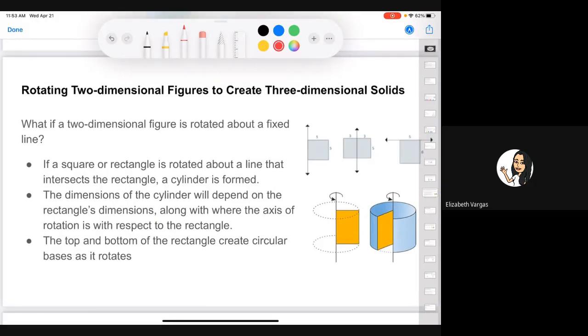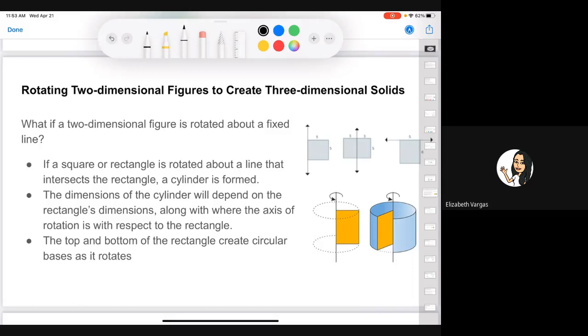Next thing we are going to look at, so that was cross sections. Next thing we're going to look at is how do we get cylinders and cones, by rotating two-dimensional figures to create three-dimensional solids. So what if a two-dimensional figure is rotated about a fixed line?